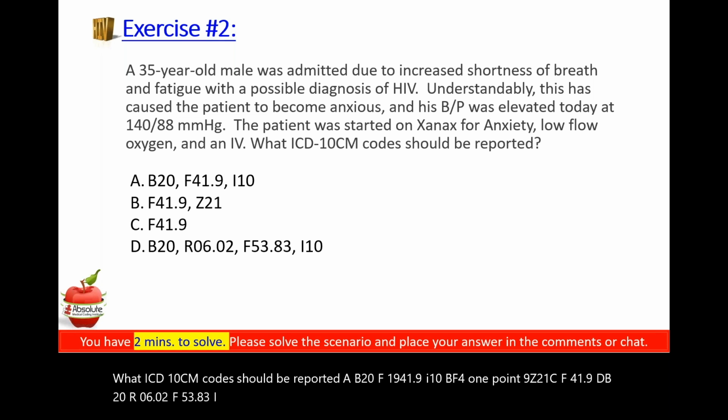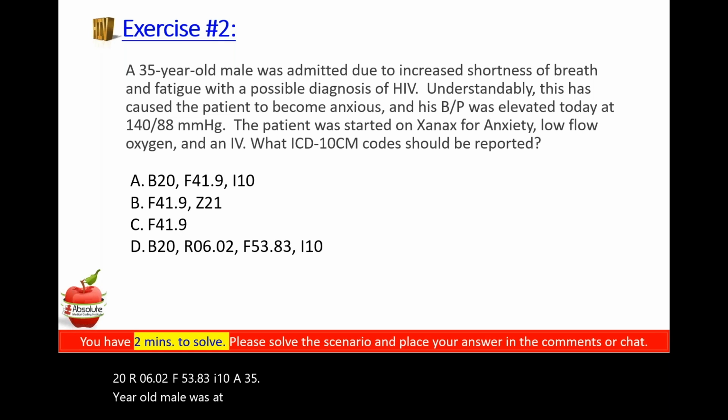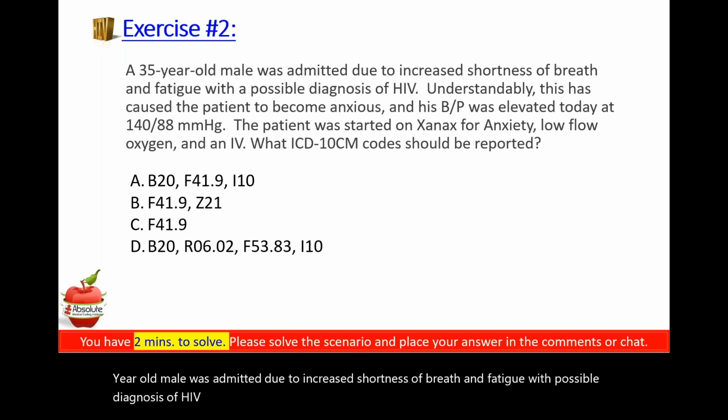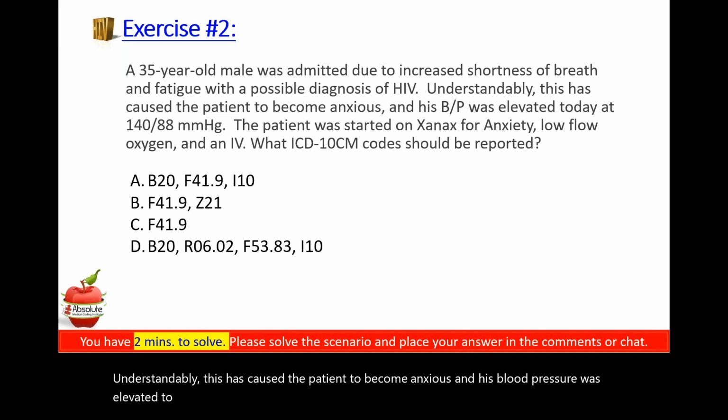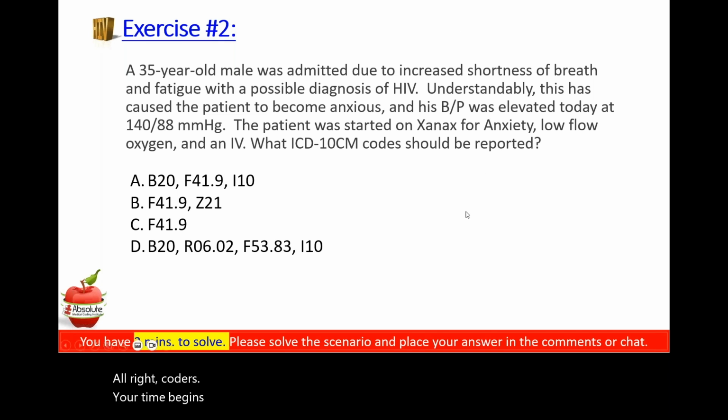F53.83, I10. A 35-year-old male was admitted due to increased shortness of breath and fatigue with possible diagnosis of HIV. Understandably, this has caused the patient to become anxious, and his blood pressure was elevated today at 140/88. The patient was started on Xanax for anxiety, low flow oxygen, and an IV. All right, coders, your time begins now.